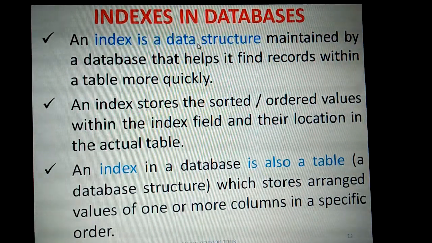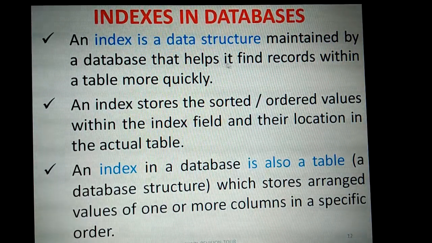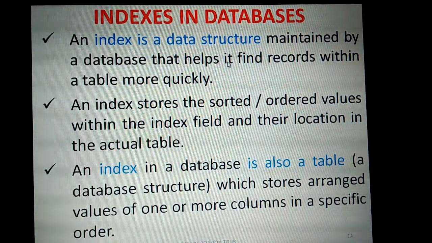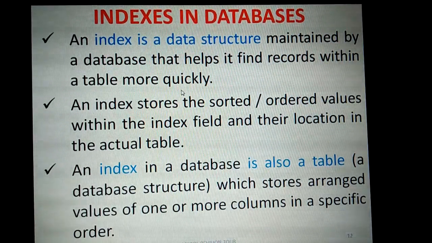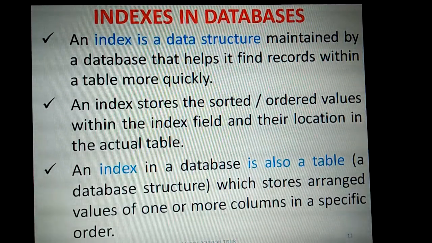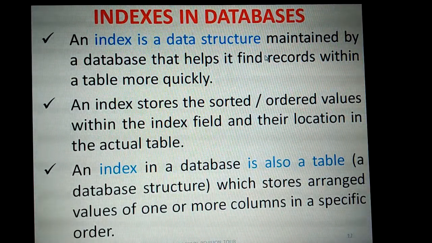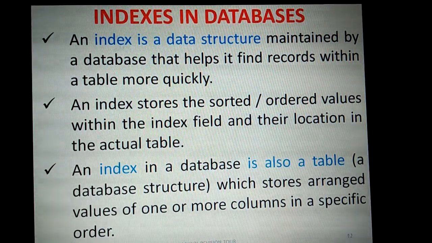Index is a data structure or a table. It is maintained by a database, and the index helps the database find the records within a table more quickly. So where are records stored? Records are stored in the table only. From the table, records are retrieved in a quick way with the help of this index.